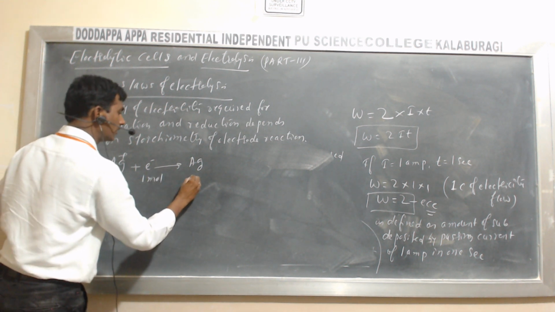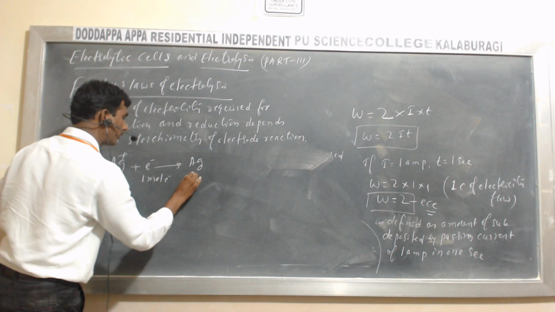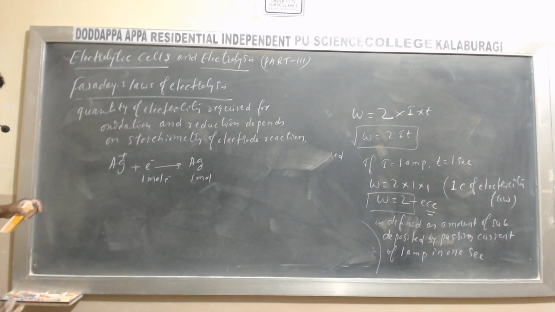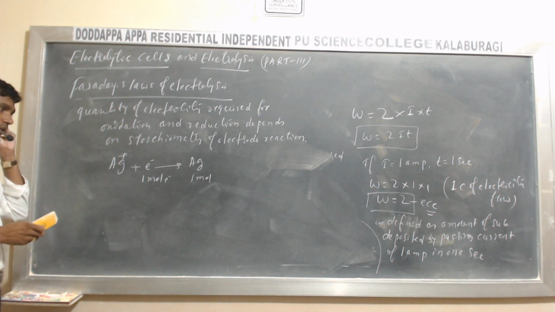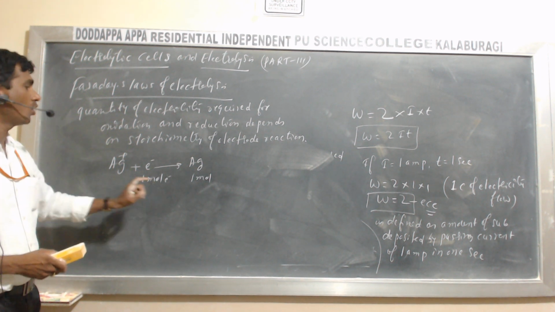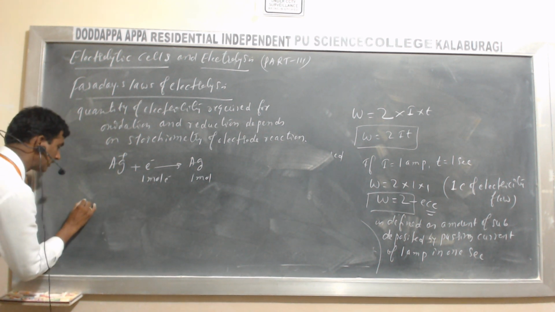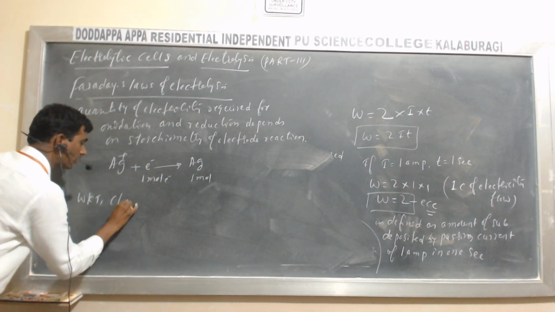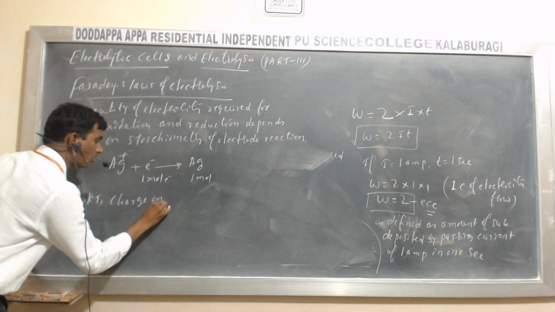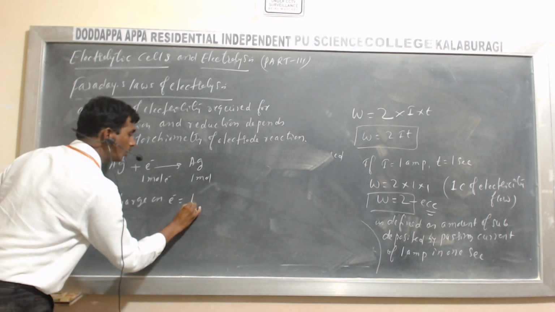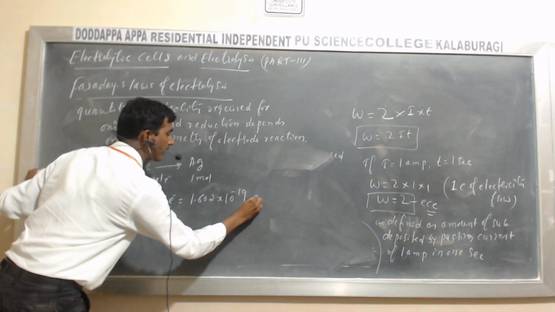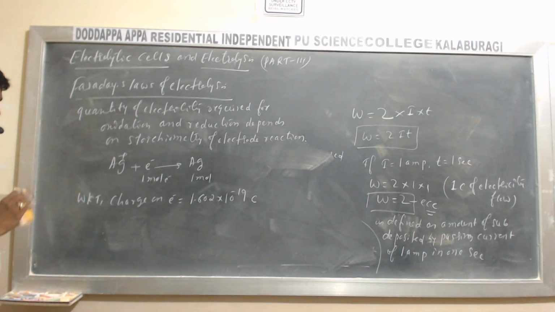It gives 1 mole of Ag. The reduction of 1 mole of Ag plus ion requires 1 mole of electrons. We know that the charge on an electron is equal to 1.60 into 10 to the power of minus 19 coulomb.